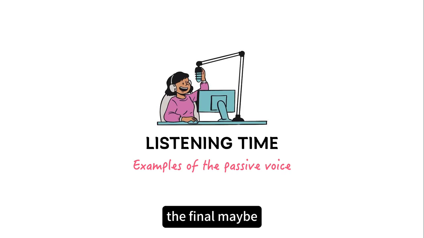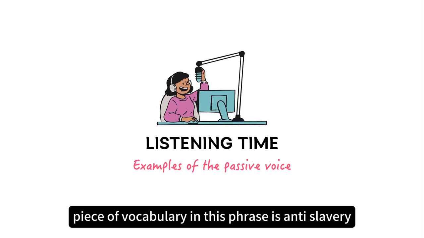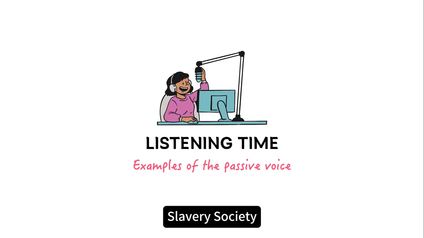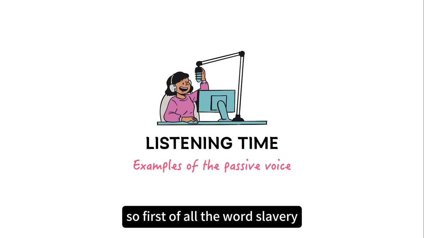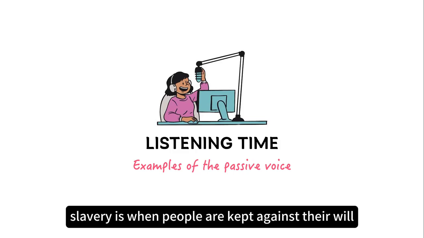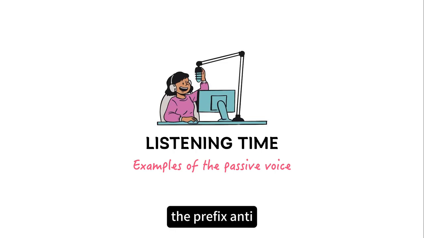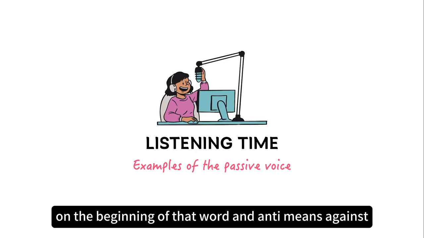So the final, maybe difficult piece of vocabulary in this phrase is anti-slavery. We talked about the president of the French Anti-Slavery Society. So first of all, the word slavery. Can you explain that to us, Mark? Slavery is when people are kept against their will. Exactly. And here we are adding the prefix anti on the beginning of that word. And anti means against.